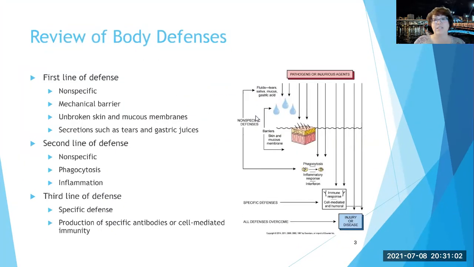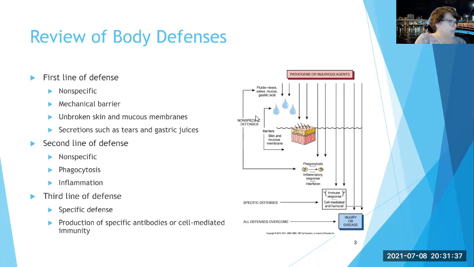So I said there's 3 lines of defense. So the first line of defense is a non-specific or innate barrier. It's the mechanical barrier of our unbroken skin and mucous membranes. So really our unbroken skin is a mechanical barrier that blocks the entry of bacteria and other harmful substances into the tissues. Our skin is tough. It's made out of keratin. And it really does give a nice waterproof mechanical barrier.